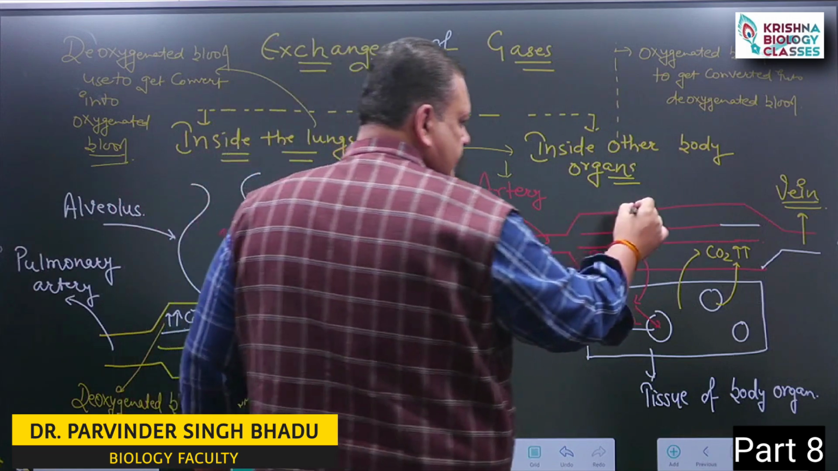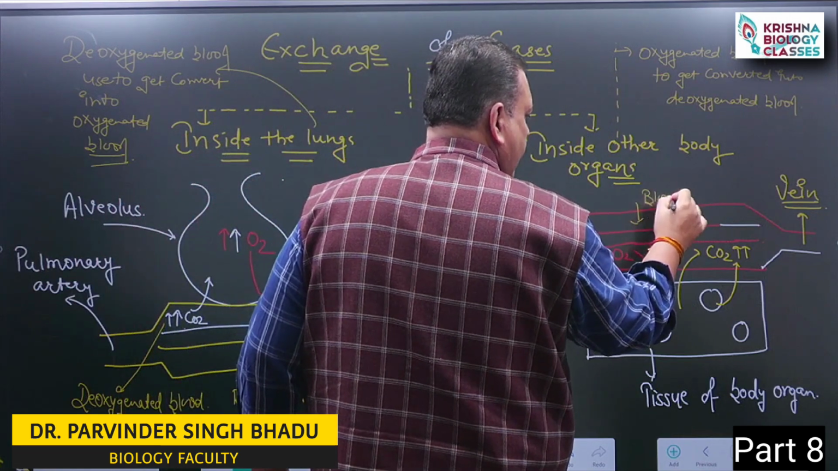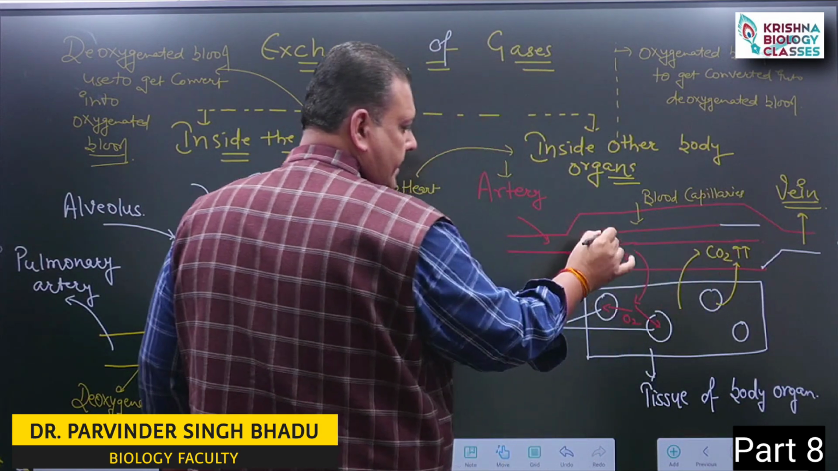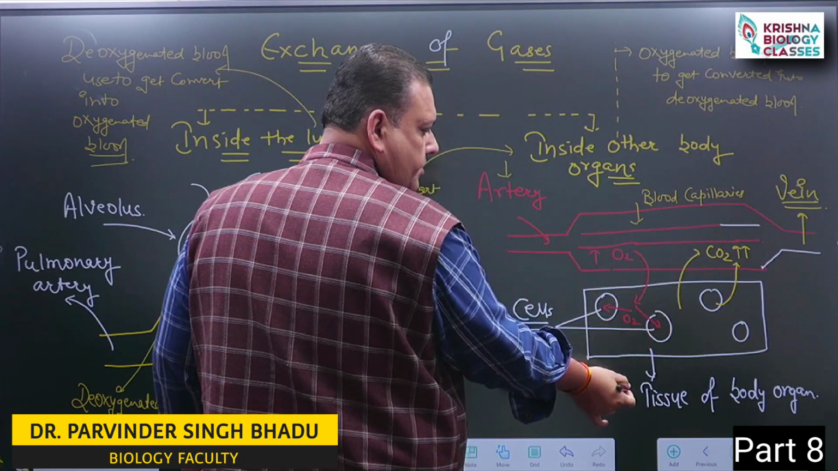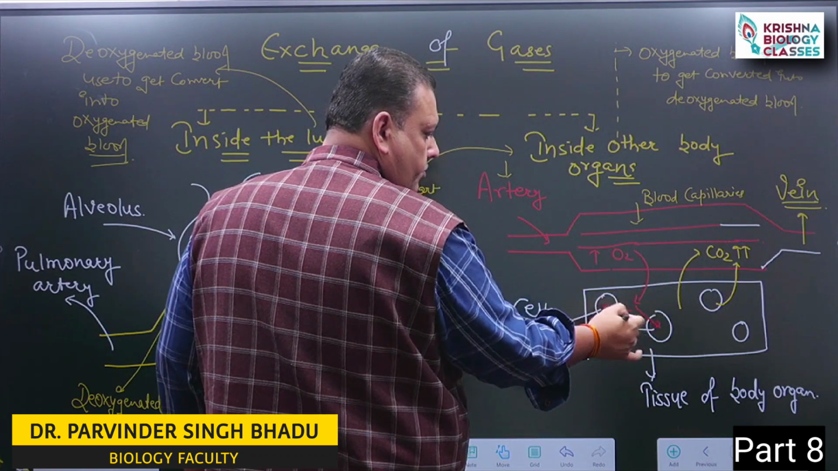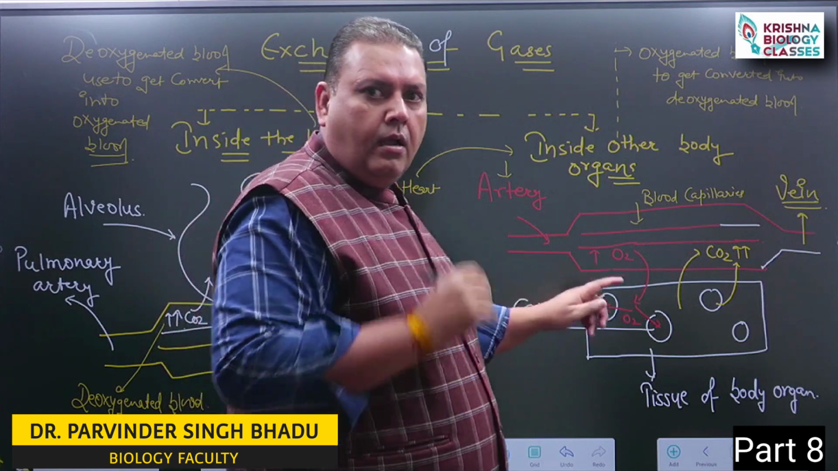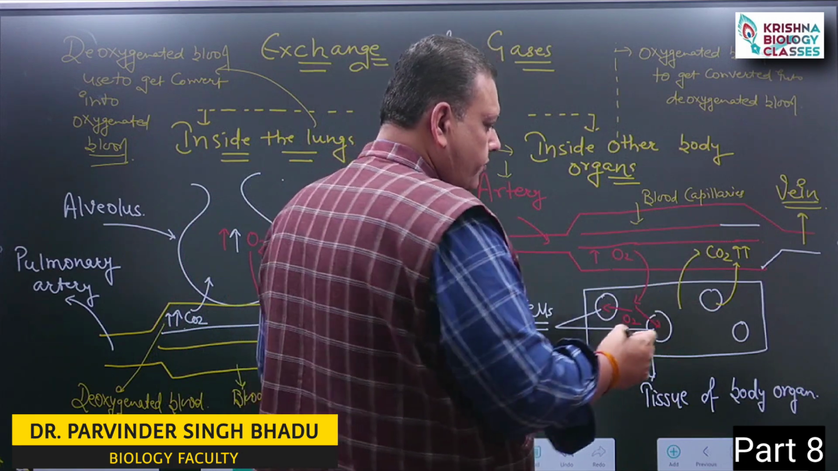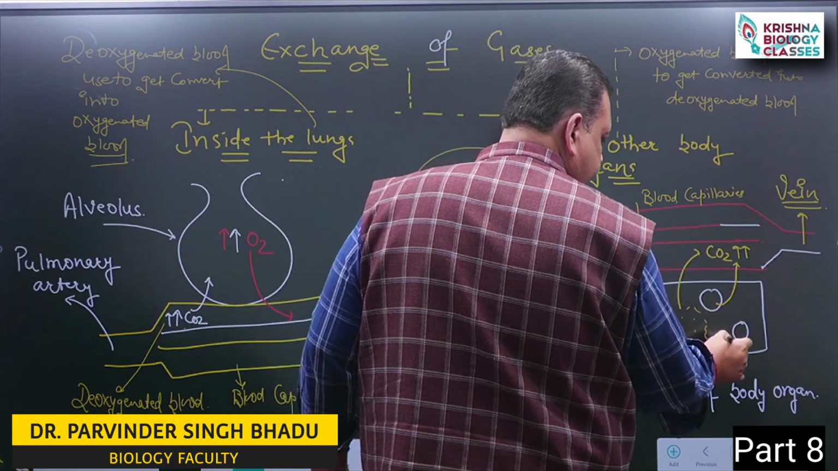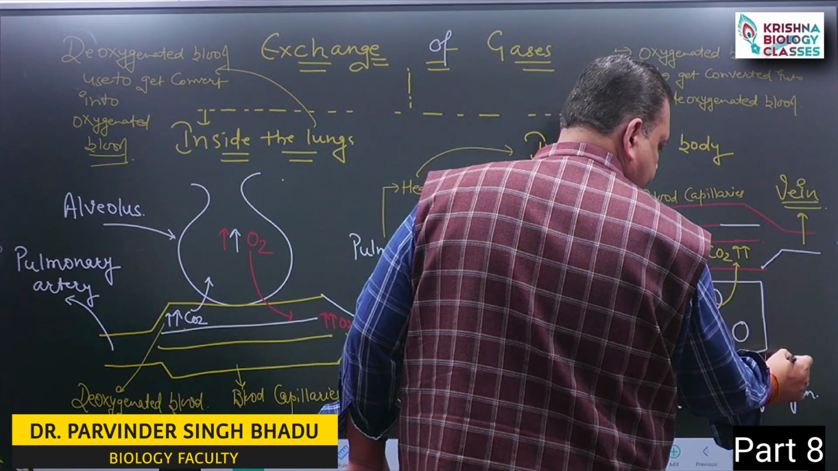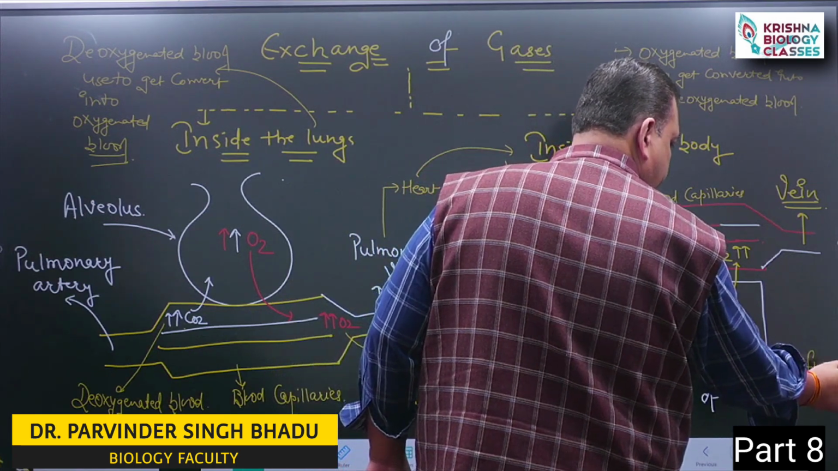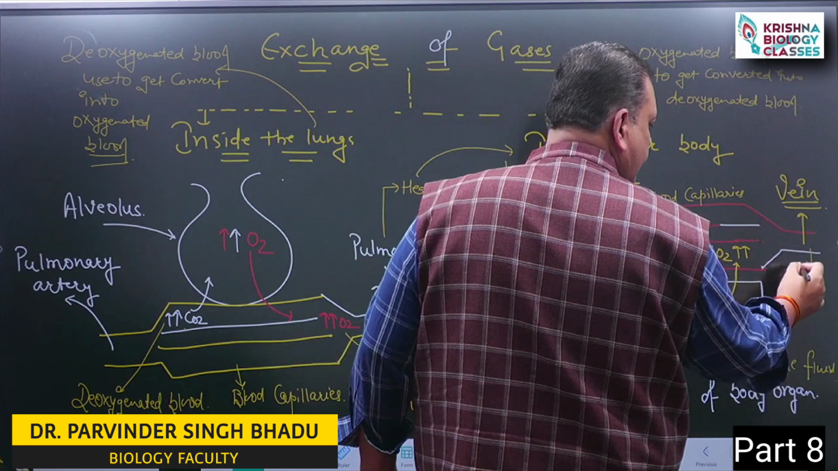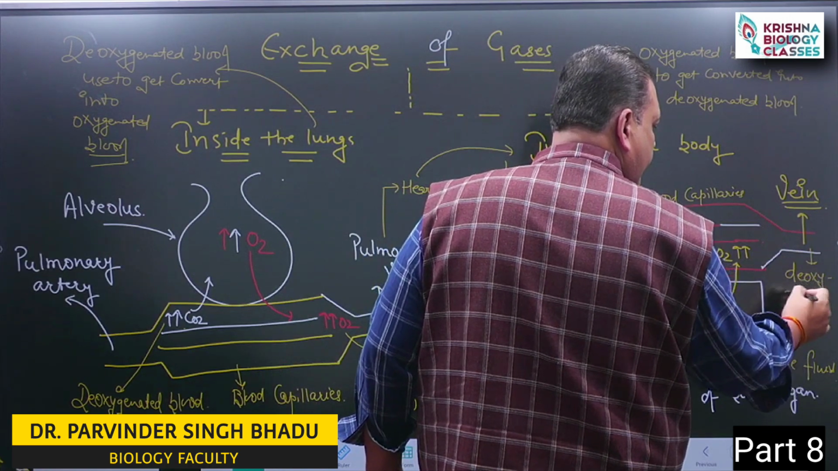These blood capillaries bring the oxygenated blood. Oxygen enters from the blood capillaries into the tissue of our body organ, and from the tissue it enters inside the cells. The cell produces CO2, which comes out into the tissue fluid, and from the tissue fluid this CO2 enters into the blood capillary. As a result, the blood becomes deoxygenated here.